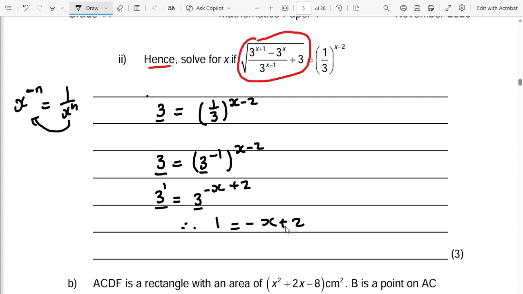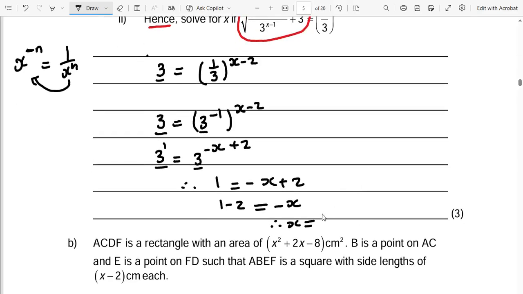Solve for x. The 2 comes to the other side to be negative, so this will be 1 minus 2, it's minus x. Therefore, let's say this will be minus 1, it's equal to minus x. Divide both sides by negative, which gives us x to be positive 1. That's the final answer. x is positive 1.